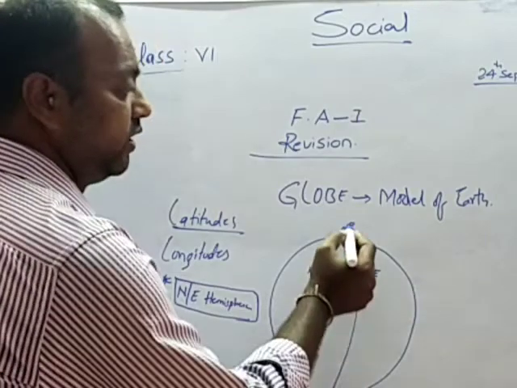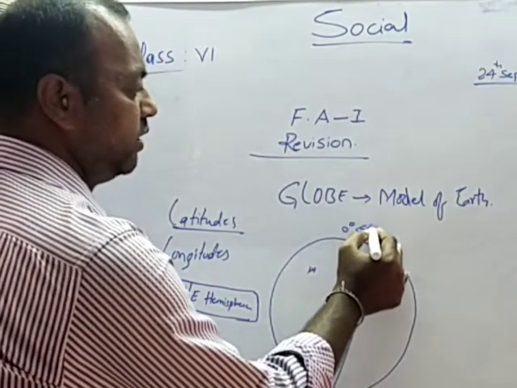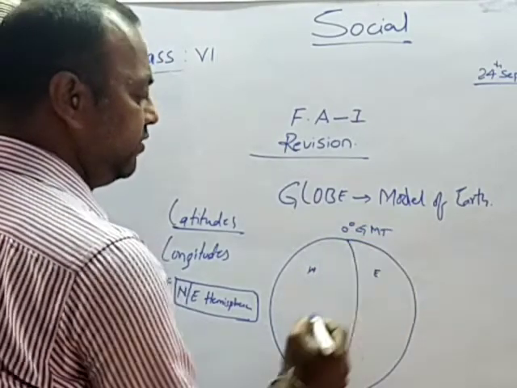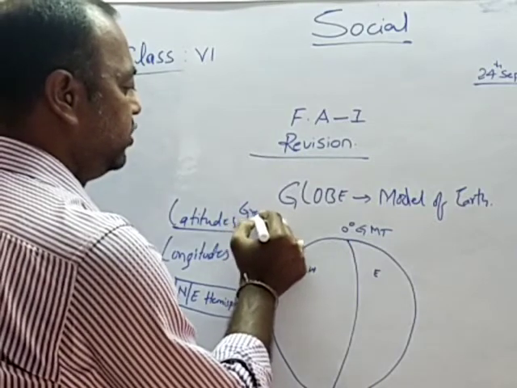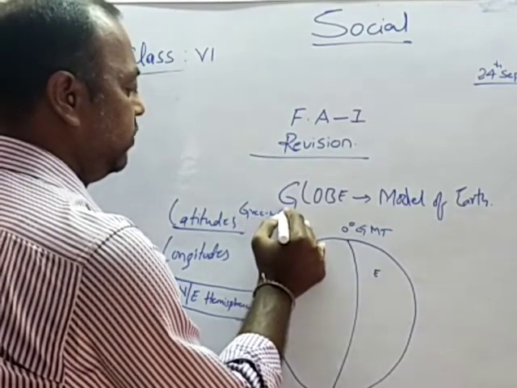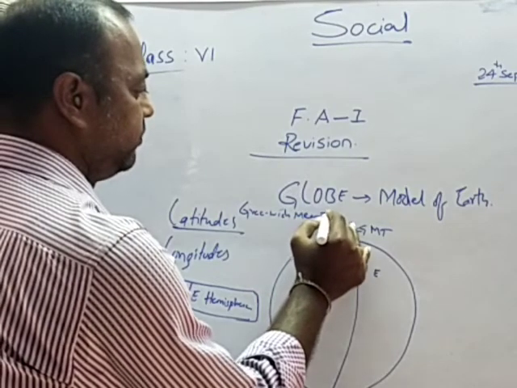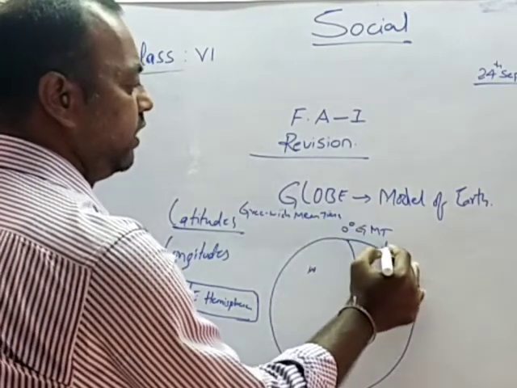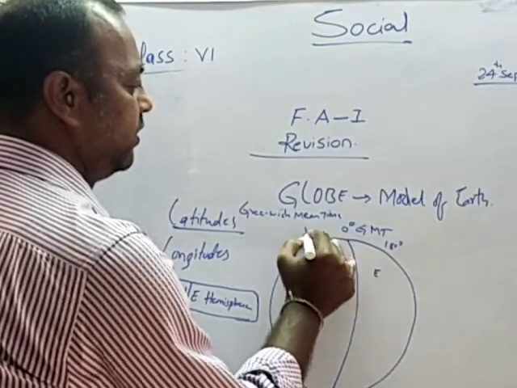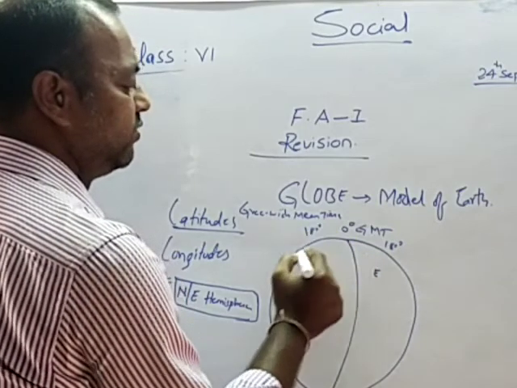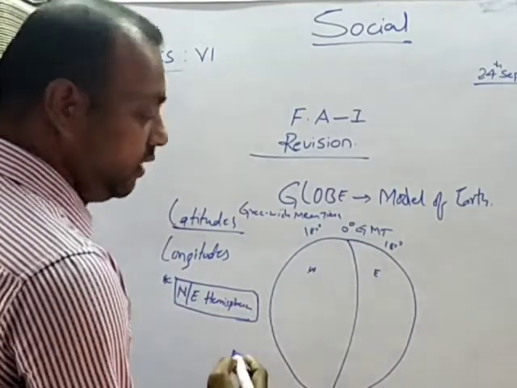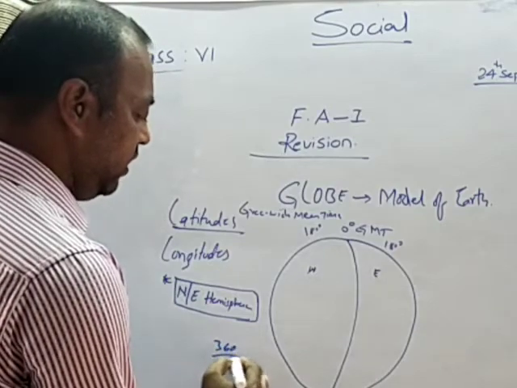And this 0 degrees longitude, we call it GMT, okay. GMT means Greenwich Mean Time, or Greenwich meridian. There are 180 longitudes on the eastern hemisphere, 180 longitudes on the western hemisphere. Totally there are 360 longitudes.